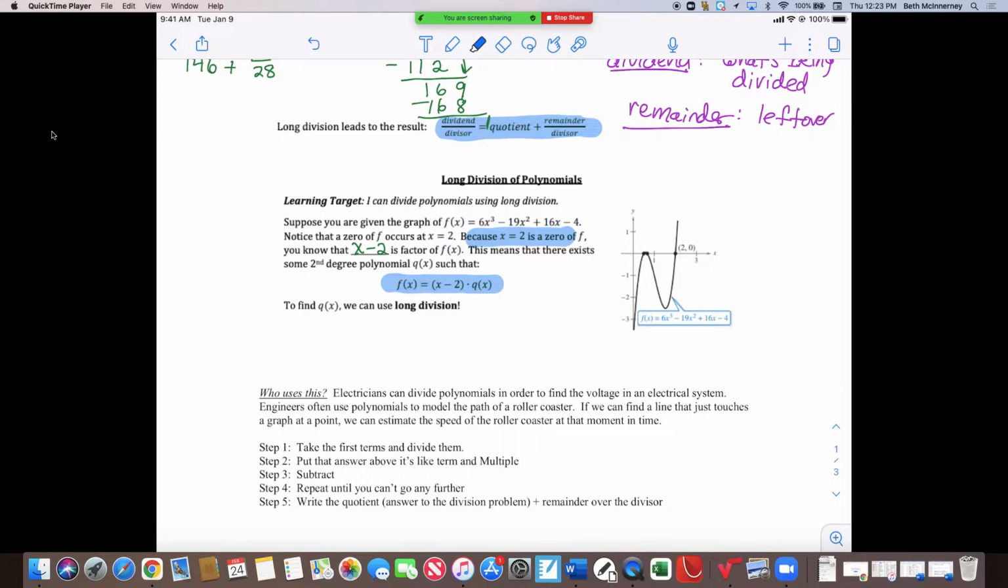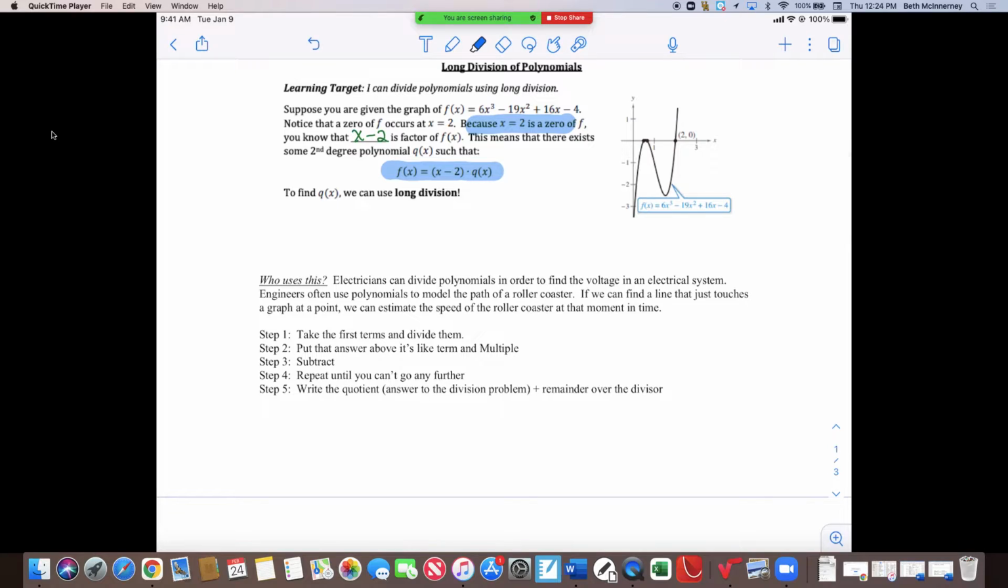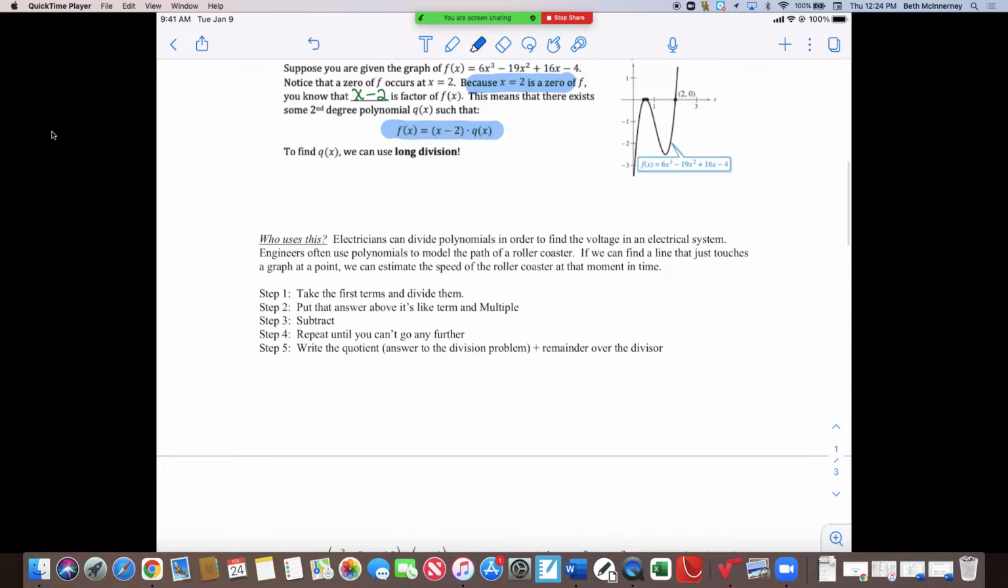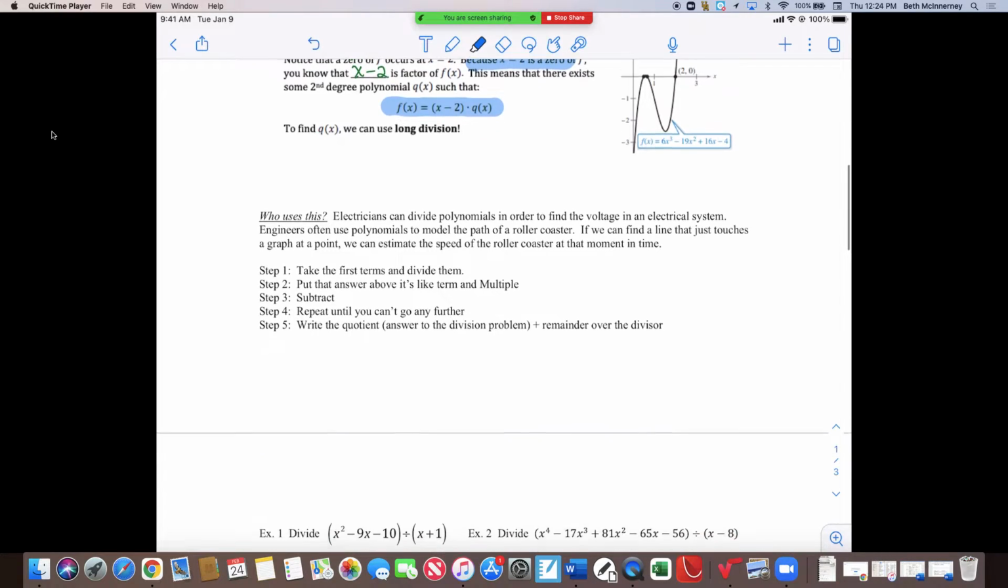Okay, so we're going to learn this skill. So first of all, who cares? Why would we want to know this? Well, electricians can divide polynomials in order to find the voltage in an electrical system. Now, it'd probably be electrical engineers. I'm not sure that actual electricians do that, but electrical engineers can. Engineers can often use polynomials to model the path of a roller coaster. That's super fun. If we can find a line that just touches a graph at a point, we can estimate the speed of the roller coaster at that moment in time. So there are some real world connections to polynomials.